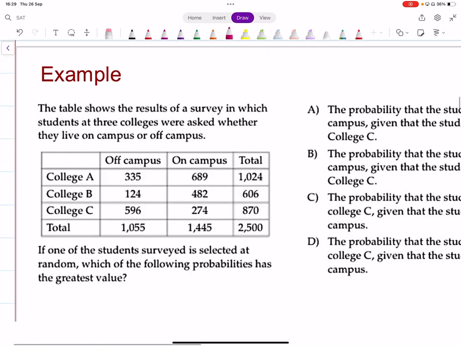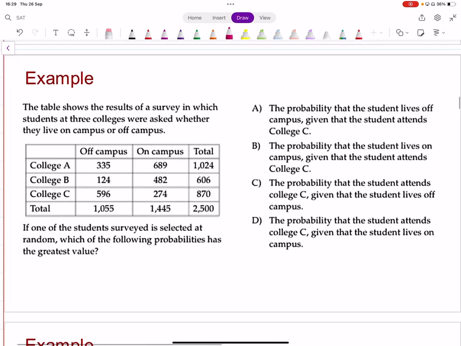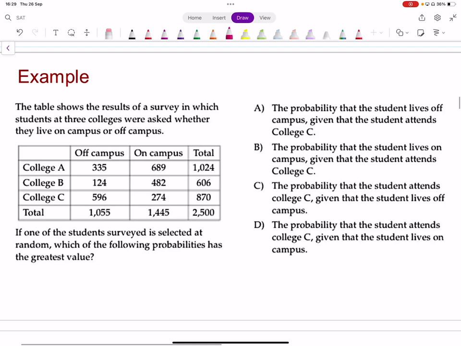Okay. Let's try this now. The table shows the results of a survey in which students at 3 colleges were asked whether they live on campus or off campus. If one of the students surveyed is selected at random, which of the following probabilities has the greatest value? Okay, which number are we selecting from? One of the students surveyed is selected. What's the total number? 2,500. We're selecting out of all of those 2,500 people. Which of the following probabilities is the greatest?